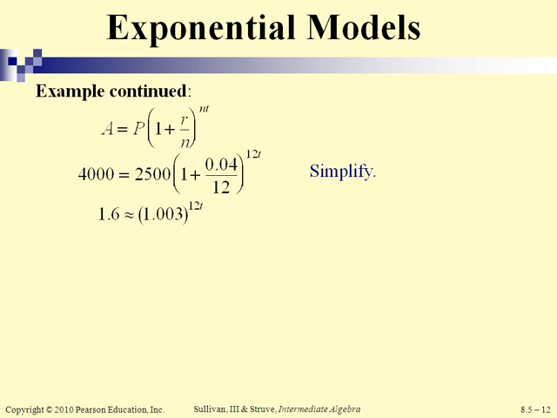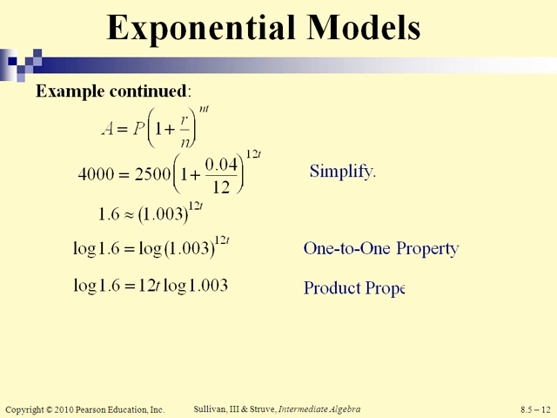So how do you find this? I take log on both sides. I take log on both sides by the one-to-one property. Now this 12t in the power will come out to the front, right? So you have 12t times log 1.003 on the right-hand side.